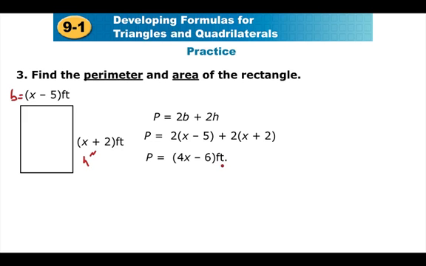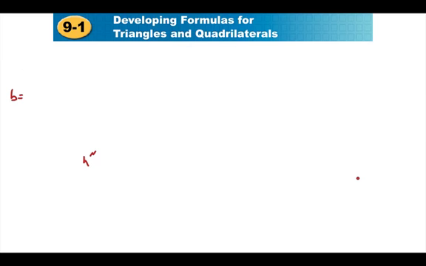4x minus 6 feet. Now I compute the area. This is a rectangle, so it's base times height. So I'm going to multiply x minus 5 times x plus 2. I have to FOIL here. And this is what I get. X squared minus 3x minus 10 square feet. And again, it's an algebraic expression. Let's move on to the next slide.